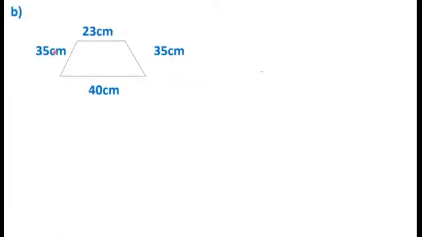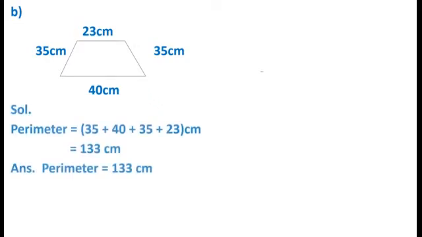Next one we see here. This is a figure given, and you can see 35 centimeter on two sides, this is 23 centimeter, and this is 40 centimeter. So when we cover the outer boundary, we find the perimeter. Let us find the perimeter: 35 plus 40 plus 35 plus 23. When we add all these lengths, we get 133 centimeter. So this is the perimeter of this figure.